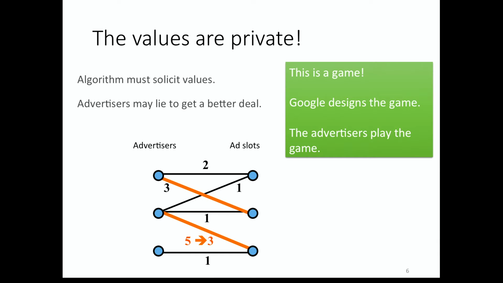So I just want to point out that this is a game here. In this particular case, if Google is a search engine, Google is designing the game. They get to choose the procedure by which these reports of how much the advertisers are willing to pay are mapped to allocations and payments. And the advertisers are the people playing the game. And so the question becomes, how should Google design this game so that when these advertisers are behaving in their own best interest, Google's goals are achieved?